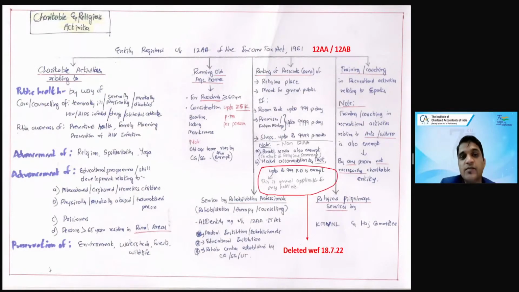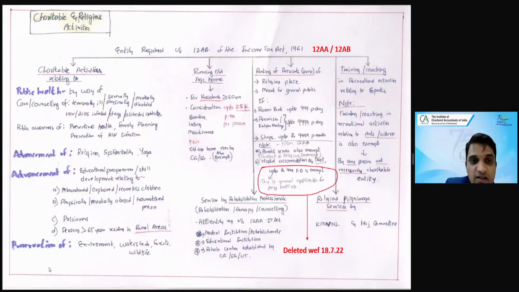Another exemption was running an old age home where the value is up to 25,000 rupees, for residents above 60 years of age, and you're collecting this consideration for boarding, lodging, or maintenance. Then it will be exempted. Now, advancement of education programs, if you take a parallel to that: skill development relating to abandoned, orphaned, or homeless children, physically or mentally abused or traumatized people, prisoners, and persons above 65 years of age residing in rural areas.